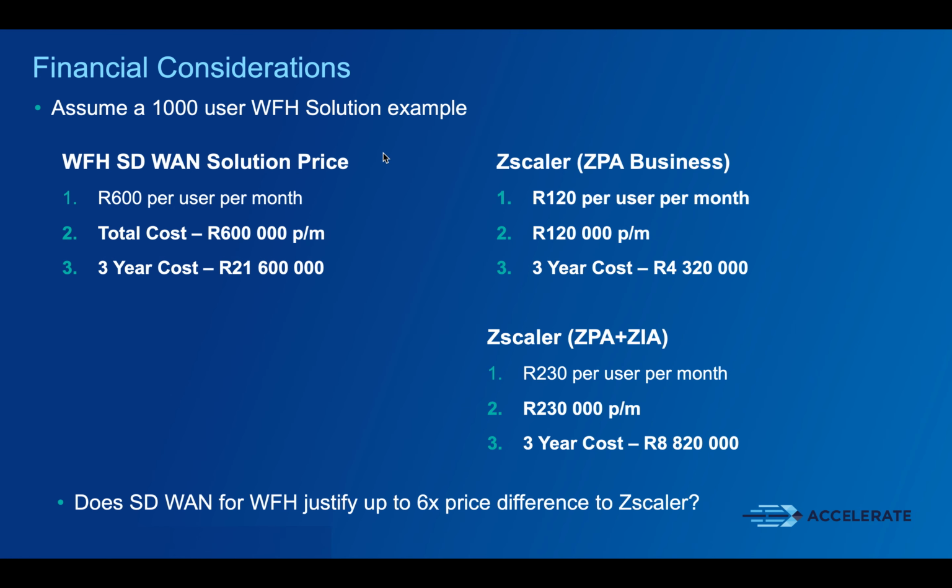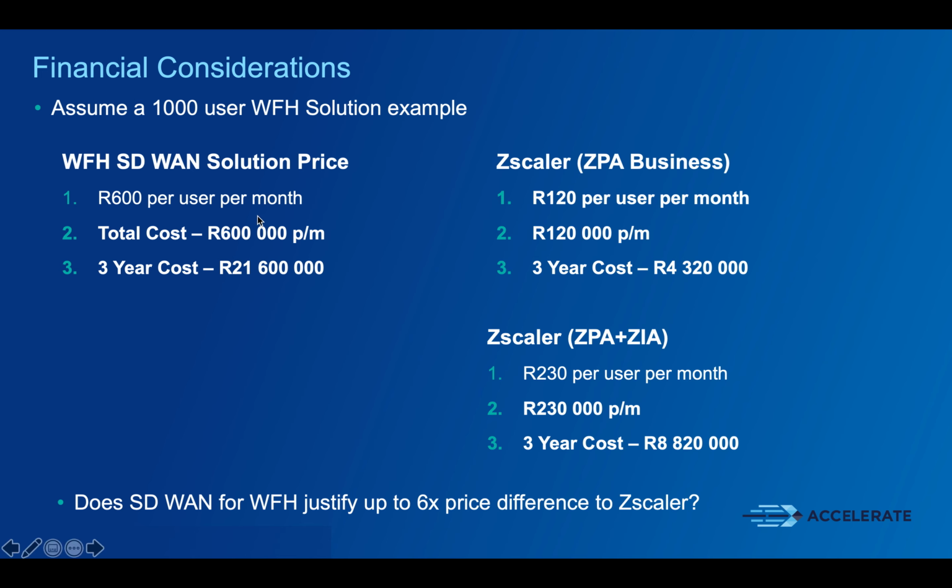So as a starting point, the price difference between using SD-WAN and Zscaler Private Access, and in this case we're using ZPA Business, is considerable. On the SD-WAN side, you're looking at roughly 600 Rand per user per month on average, and that's between 3 or 4 primary SD-WAN vendors. And at a 3-year total cost of ownership level for 1,000 users, you're looking at roughly 21 million Rand. In the Zscaler environment, which includes unlimited application segmentation, which is the ZPA Business Suite, you're looking at around 120 Rand per user per month at 1,000 users, and a 3-year cost of 4,320,000 Rand.